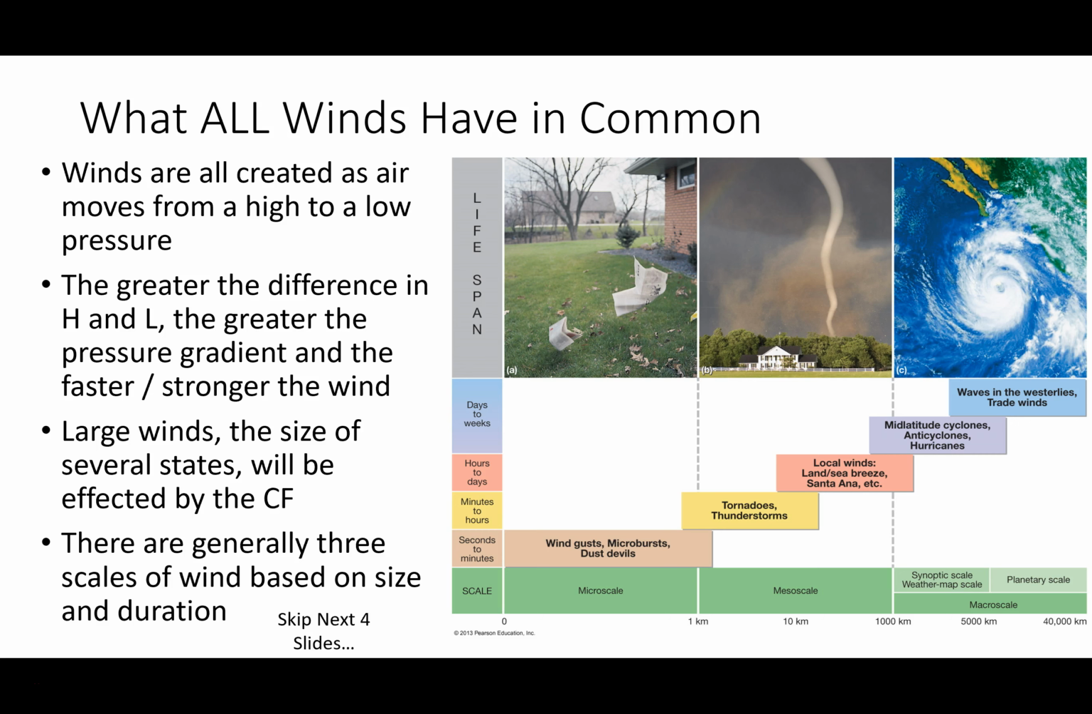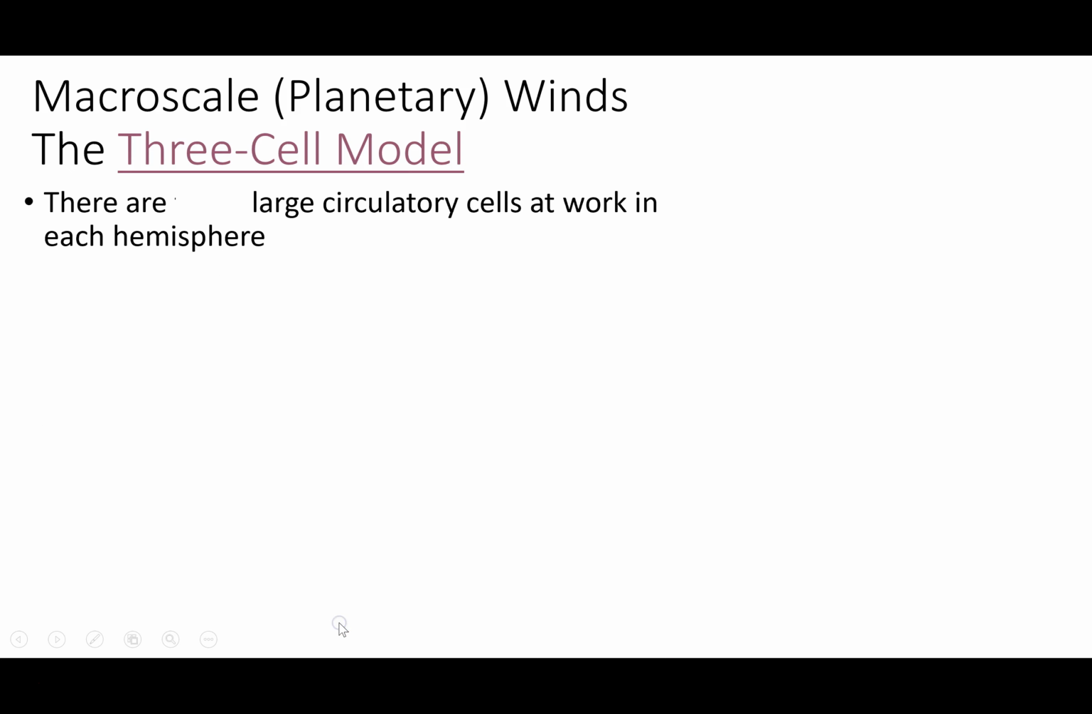So if you want to take the next 4 slides, you can go ahead and mark an X through them. Skip the next 4 slides. And one of them is talking about the Chicago wind, what we call a lake breeze. Let's see if that should bring you up to here.